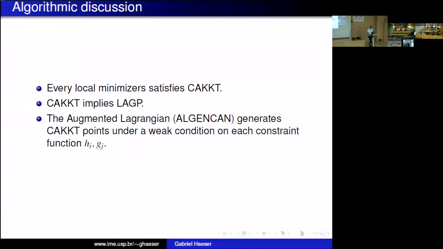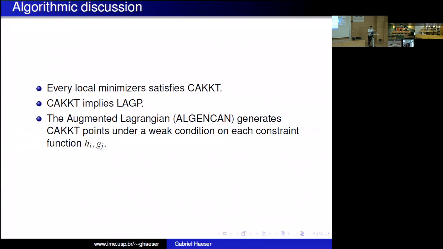And we also have an algorithm that generates sequences of this kind. So this is what we can prove. Every local minimizer satisfies this condition. This is a stronger condition than the linear AGP. So this is the stronger one that we know.